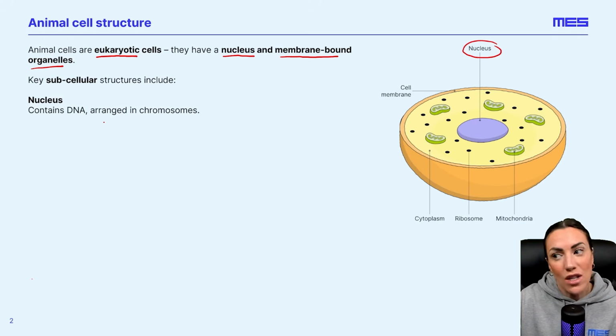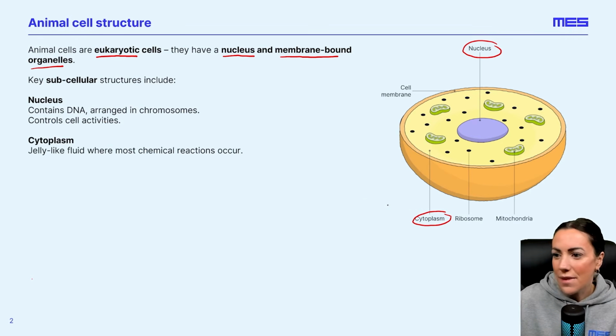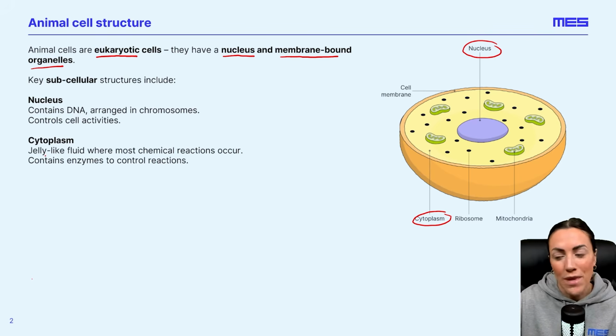Now, the nucleus contains DNA, which will be arranged in chromosomes, and we say the nucleus controls the cell's activities. So two things to remember there. Then we have the cytoplasm. The cytoplasm is a jelly-like fluid that fills the cell, and it's where most chemical reactions occur. So you'll find lots of enzymes in the cytoplasm that control chemical reactions.